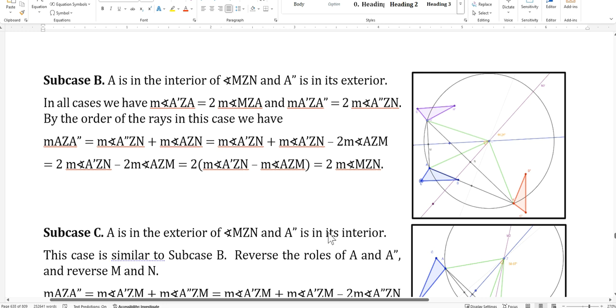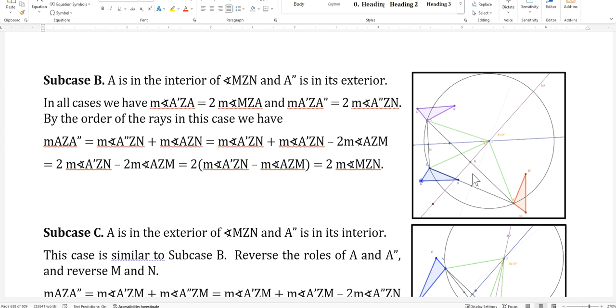Now the next case here, we want A to be in the interior of MZN. Let's see if our picture's right. So MZN, A is in the interior of that angle. You can see that. And then A prime is in the exterior. So it's out here somewhere. A double prime is. So once again, we still got this isosceles triangle theorem going. So the measure of AZ to A double prime, which is what we want to find, that angle there. We want to find that angle.